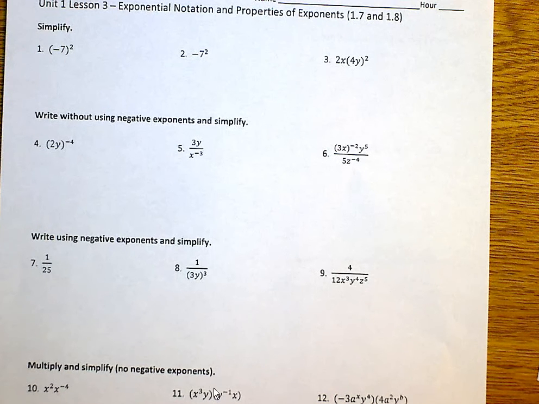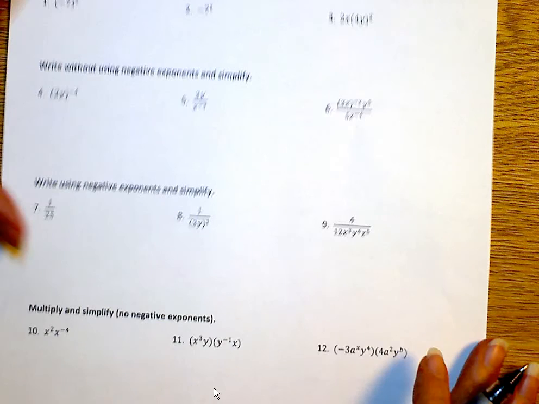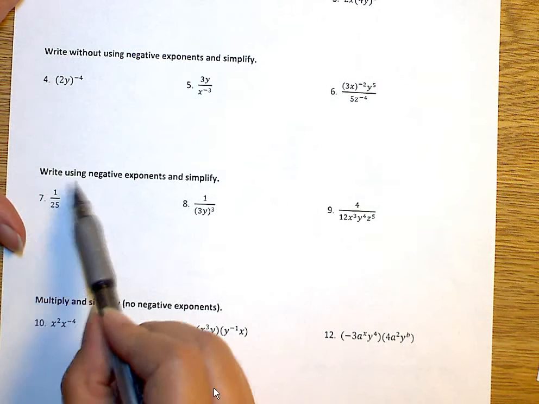All right, first of all, what numbers do you want to start with? From yesterday's, 8 and 9. Number 8 and 9. All right, so write using negative exponents.